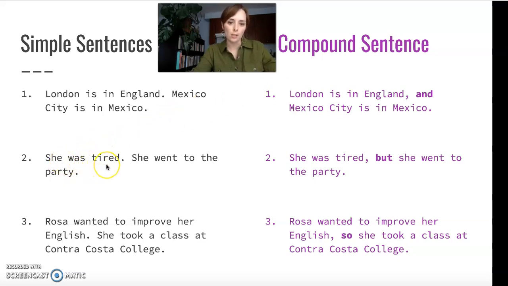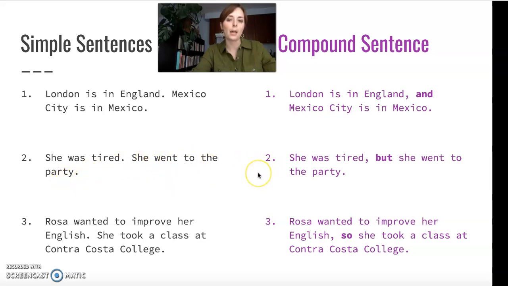She was tired. That's an independent clause. She went to the party. That's another independent clause. We have the subject, she, verb was. That's a linking verb, so we have more information about she. We know she was tired. Okay, another independent clause here.